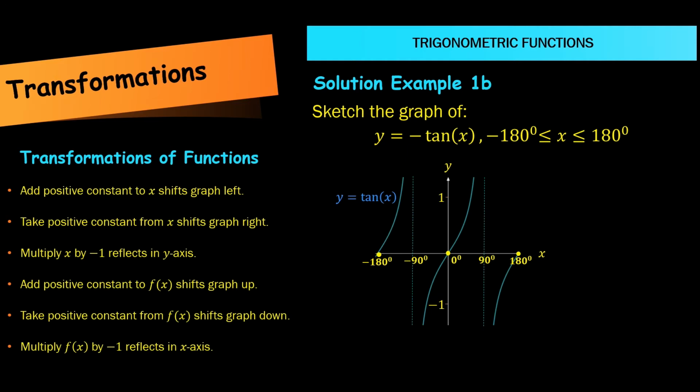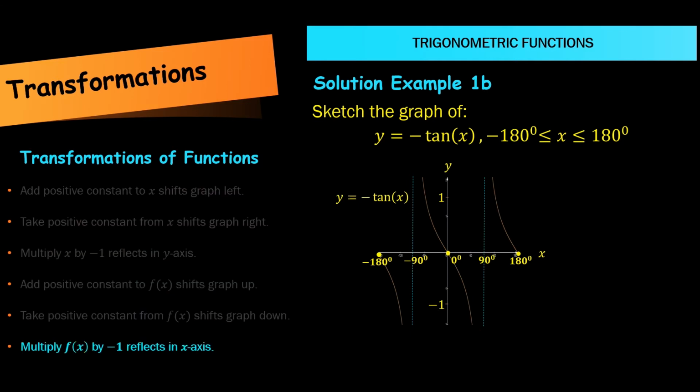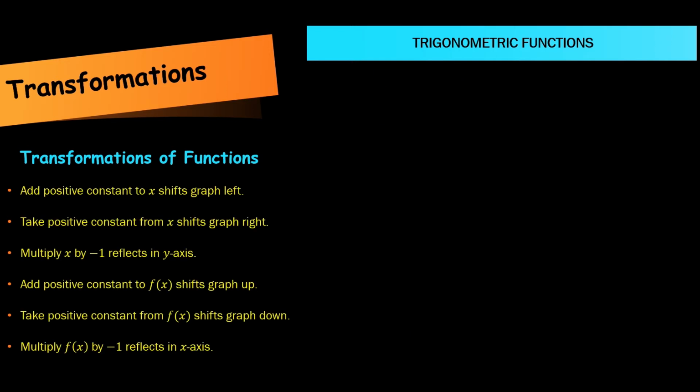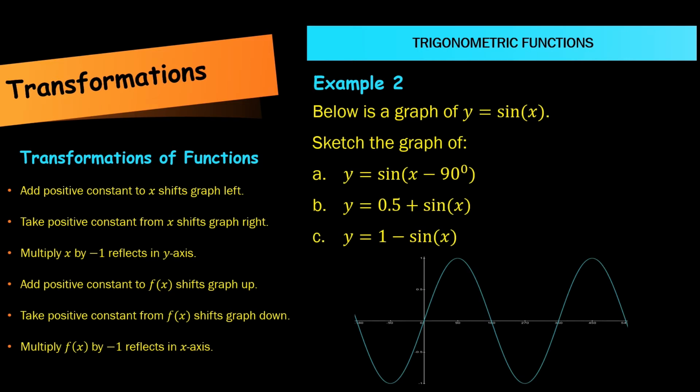What about y equals minus tan x for x between minus 180 degrees and 180 degrees? Here it is. We've multiplied f of x by minus 1, and this is reflected in the x-axis. We're now going to have a go at another example. Pause the video and have a go. Press play when you're ready to view the solution.